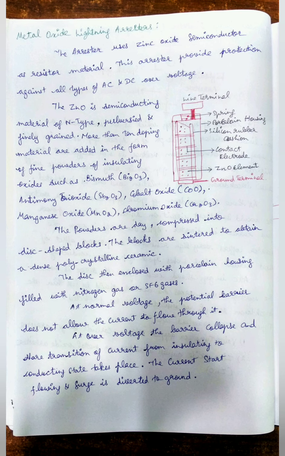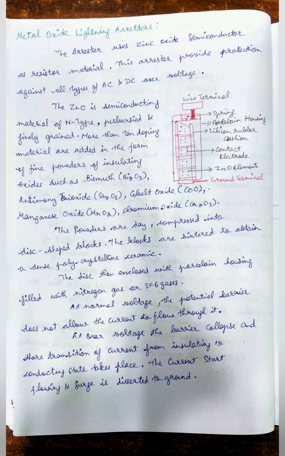More than 10 doping materials are added in the form of fine powders of insulating oxides, such as bismuth, antimony trioxide, cobalt oxide, manganese oxide, chromium oxide. So the powders are dry compressed into disc-shaped blocks. The blocks are sintered, which means heated or even melted, and then shaped to obtain a dense polycrystalline ceramic.